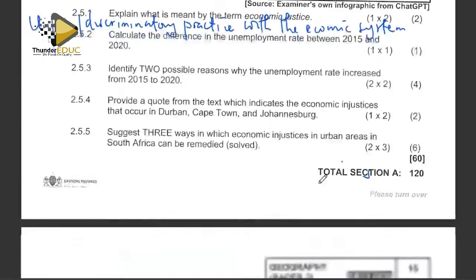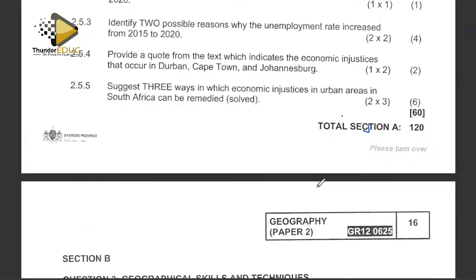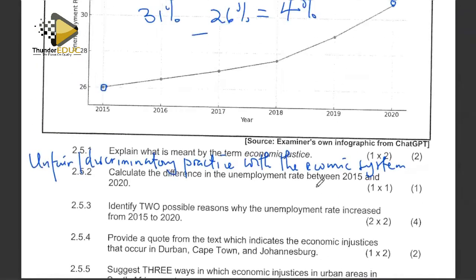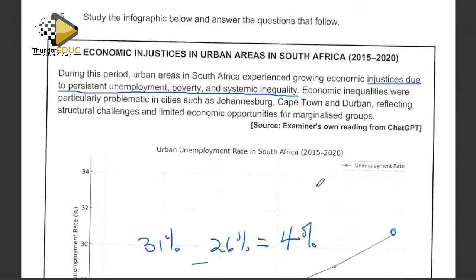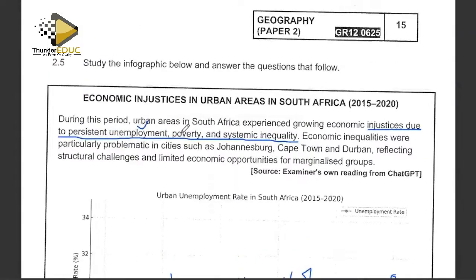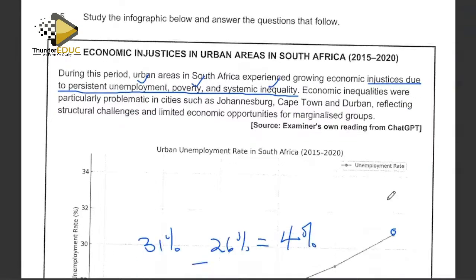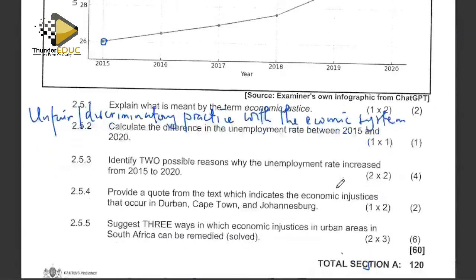Then our next question is saying, suggest 3 ways in which the economic injustices in urban areas in South Africa can be remedied or resolved. Right, our major crisis is unemployment, poverty, and inequality. So we want to try to find ways of dealing with those problems. How can they be dealt with? How can they be addressed?